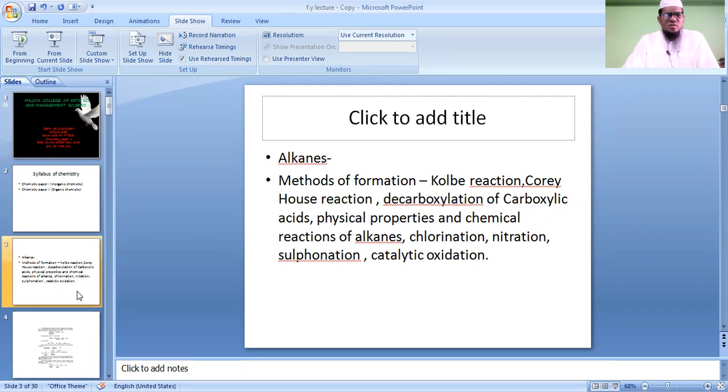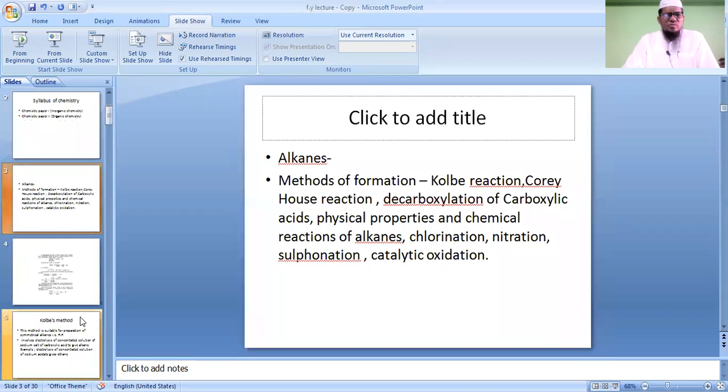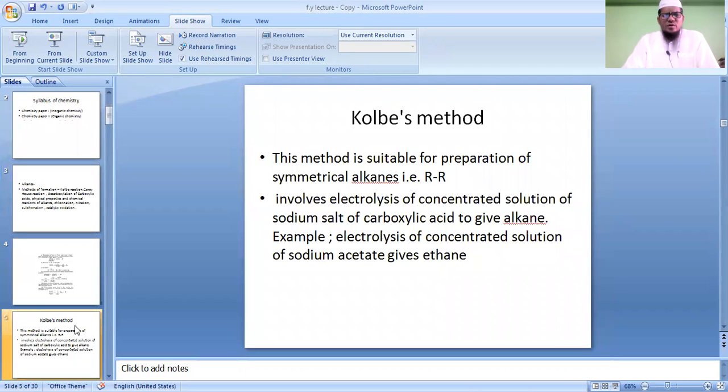Okay, so let us come to Kolbe's method. What is Kolbe's method? This method is very simple, and it is suitable for the preparation of symmetrical alkanes. Those alkanes which contain an even number of carbon atoms can be prepared by this method. What is done in this method? It involves electrolysis of a concentrated solution of sodium salt of carboxylic acid.